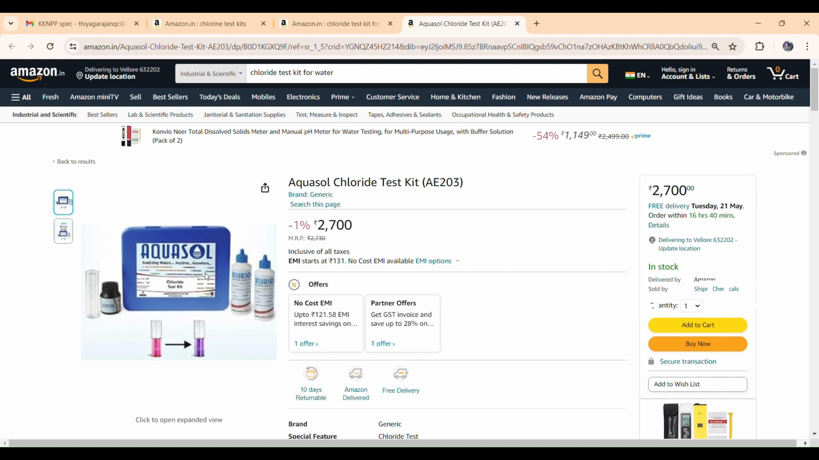With this test kit, we can determine the chloride content of the water. We can determine the chloride content within 15 to 20 minutes. We can check the test kit results against third party test results of water. This is the simplest and quickest test kit for chloride content determination.